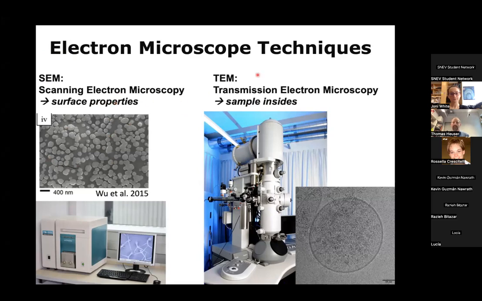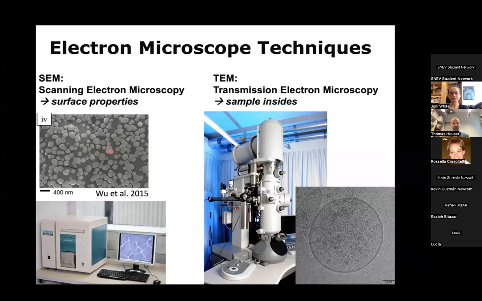Yeah? And then the majority of my talk will be about transmission electron microscopy. This is the second technique. Here we're using electrons that are much stronger, and they will basically not bounce off the surface, but they will penetrate the sample. And by penetrating the sample, we can learn a little bit about how the sample looks inside. This is what we see in transmission electron microscopy.